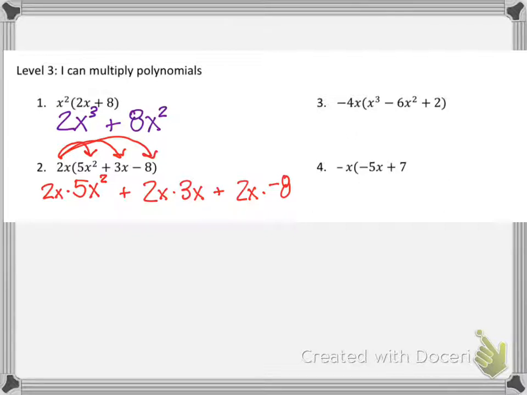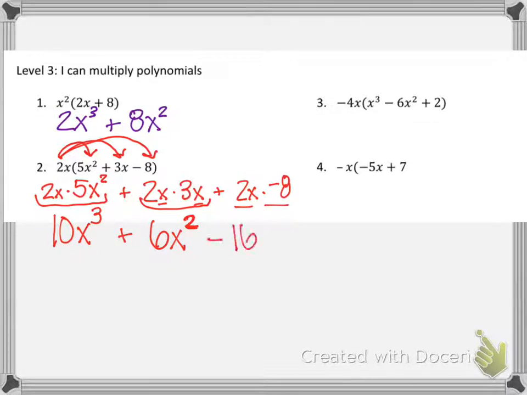So my first one, 2x times 5x squared, I had 2 times 5 is 10, and x times x to the second power is x to the third power. And then I have 2x times 3x, which is going to give me 6x to the second power. X times x gives me x to the second power. And my last term, 2x times negative 8, I'm going to get negative 16x, so minus 16x. So my final answer for this situation is 10x to the third plus 6x squared minus 16x.